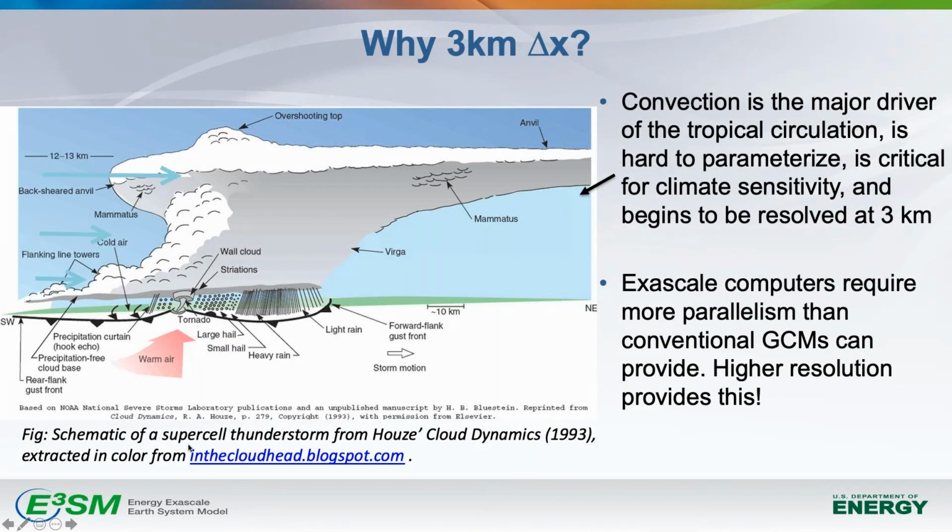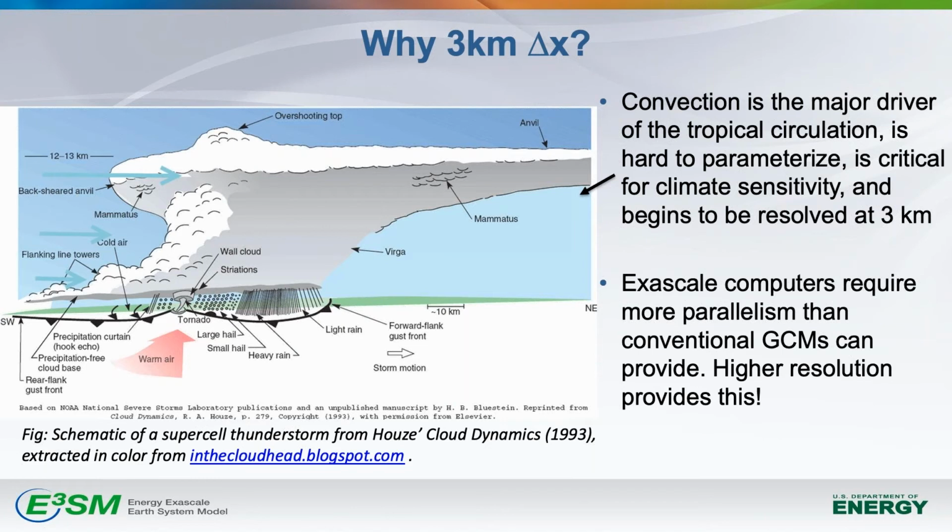You know, this is almost 2 orders of magnitude finer resolution than we typically run E3SM. And the reason is, there are many reasons. One of them is that convection is the major driver of the tropical circulation. And we think that it's really critical for climate sensitivity, but it's really, really hard to parameterize. And so we're able to resolve the largest convective events explicitly when we get down to 3 kilometers. And that's kind of a real game changer for your simulation.